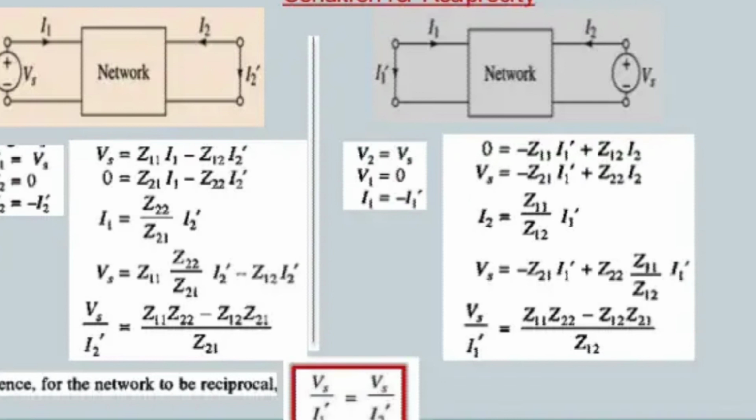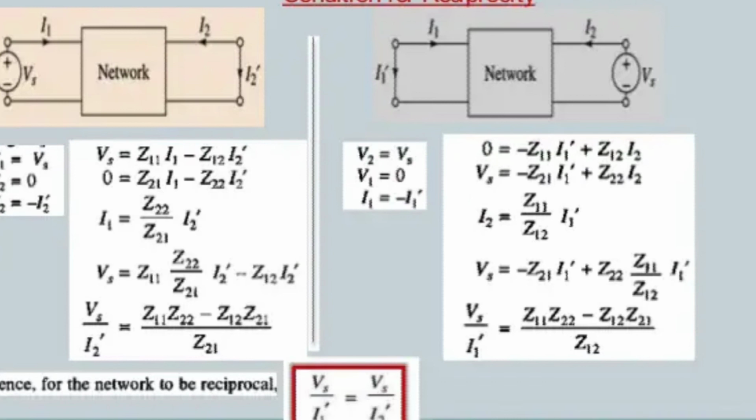Similarly, when we short circuit the input and apply the source voltage at the output port, then V2 equals Vs, V1 equals 0, and I1 equals I1 dash. Then we get Vs by I1 dash equal to Z11 into Z22 minus Z12 into Z21 divided by Z12.